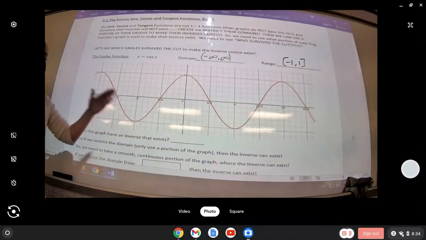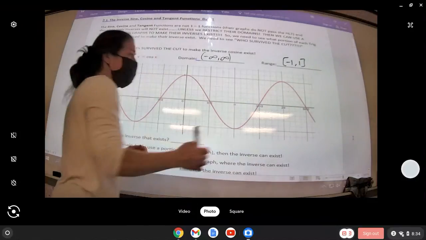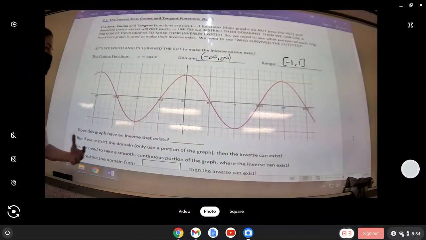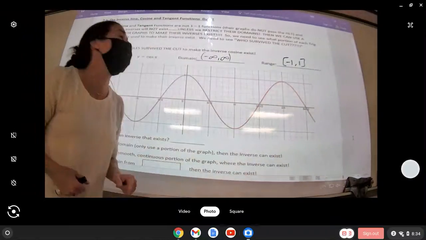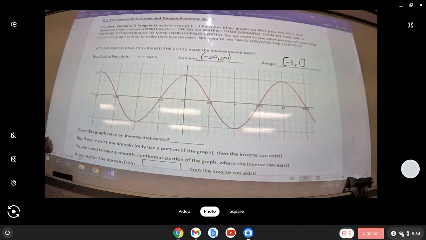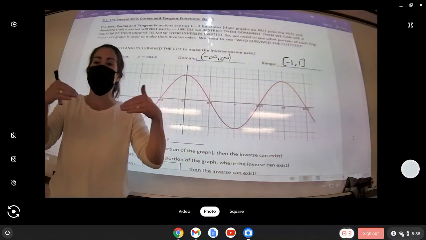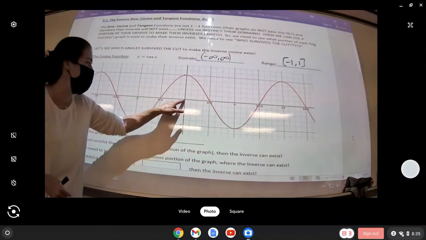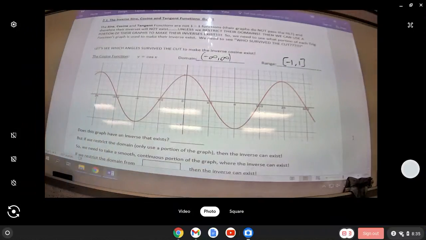Okay, so if I want its inverse to exist, right now, it does not pass the HLT. There are way too many angles that make the same ratio come out, right? 0 makes a ratio of 1 come out, 2 pi makes a ratio of 1 come out, -2 pi makes a ratio of 1 come out. So right now, if I took the inverse cosine of 1, it could spit out this angle, it could spit out that angle, it could spit out this angle. It's not a function. So we have to cut it to make the inverse exist.